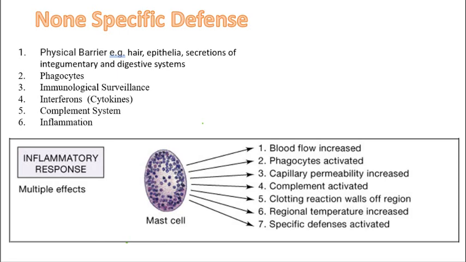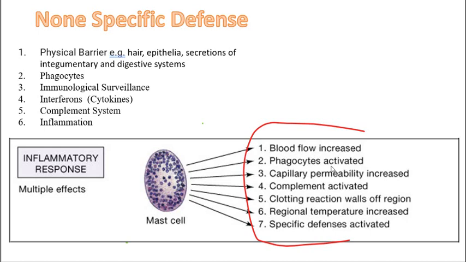The other type of non-specific defense is inflammation. Inflammation by itself is a defense mechanism. It produces a localized tissue response to injury. It slows down the spread of pathogens, temporarily repairs the injury, and so forth. Those are some of the functions of inflammation.